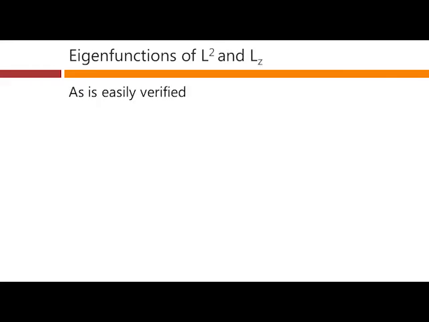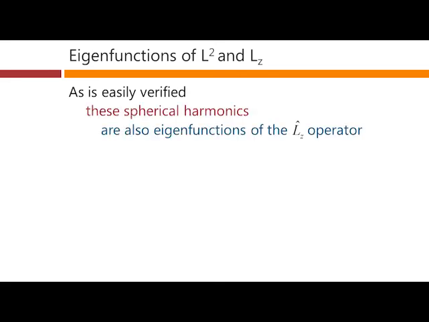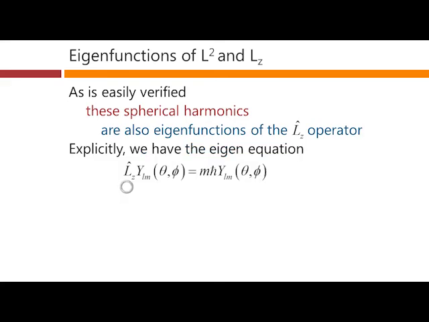As is easily checked now, these spherical harmonics are also eigenfunctions of the LZ operator. Explicitly, if we take the LZ operator and operate on the spherical harmonics, then we're only really working with the phi part here, and as we figured out before, we've got an e to the im phi in this function, and that is indeed one of the eigenfunctions of the LZ operator with m as an integer. And the eigenvalues of LZ, as we found before, are just m h bar, so this works.